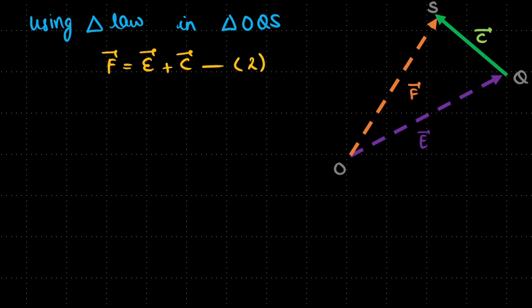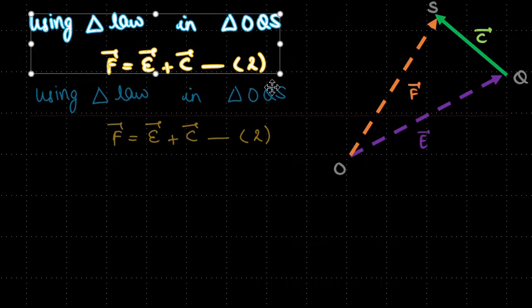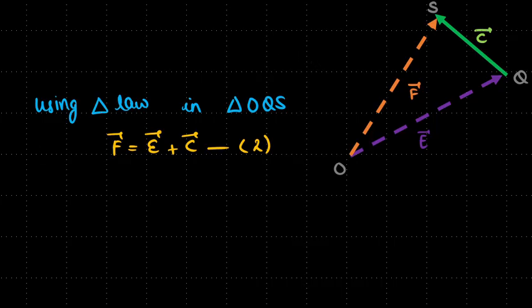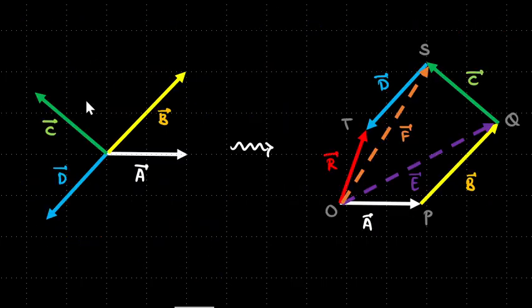So now once we have this, I think it will be better to write in another page. So let's move this down so that it occupies more space. Let's go to another page. We are again going to use the triangle law, using triangle law in triangle OST. So let's go back. It's, I think, over here, and we need OST. So that's the triangle we are going to take.